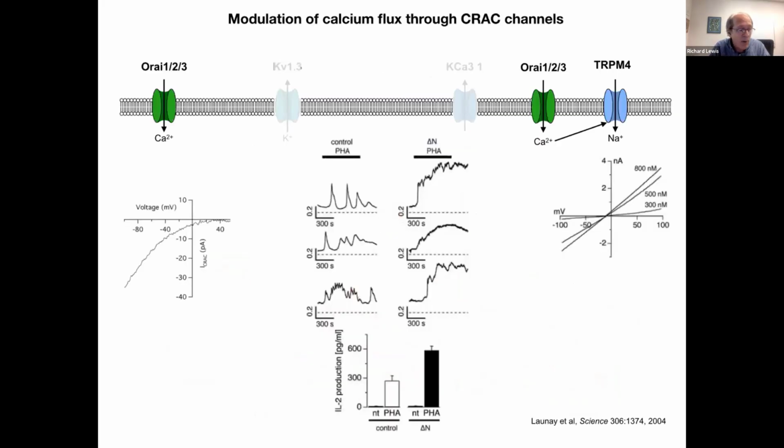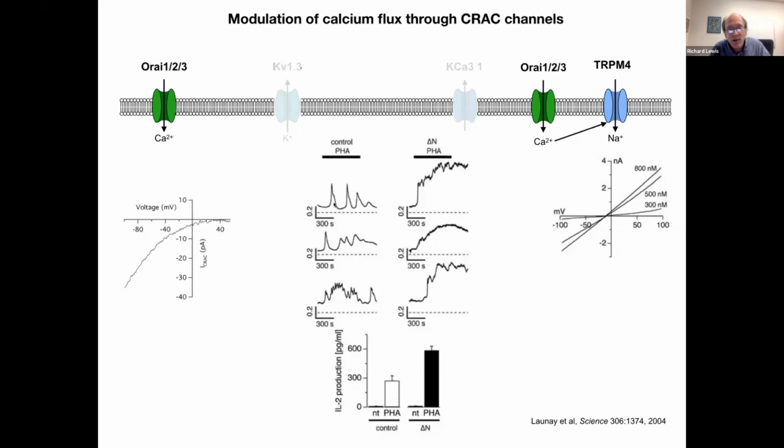Now, TRPM4 is a non-selective calcium-activated cation channel. As I said before, the rising calcium opens it, creating an inward current that depolarizes the cell. And its effects on calcium signaling and T cell responses have been studied by expressing a dominant negative form of TRPM4, and that inhibits the endogenous current.